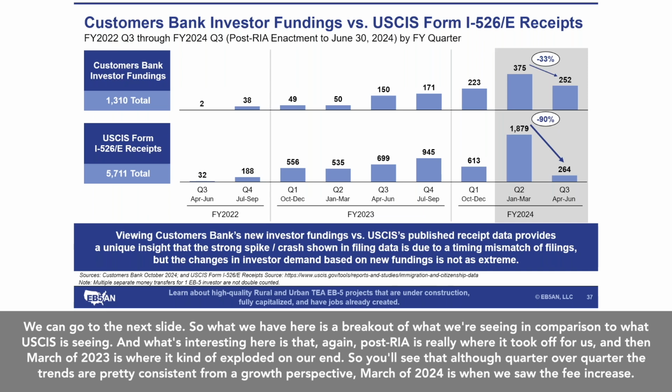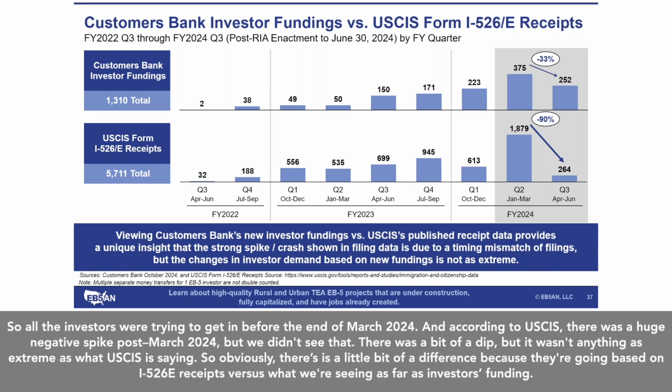So what we have here is a breakout of what we're seeing in comparison to what USCIS is seeing, right? And what's interesting here is that, again, post-RIA is really where it took off for us. And then March of 2023 is where it kind of exploded on our end. So you'll see that although quarter over quarter, the trends are pretty consistent from a growth perspective, March of 2024 is when we saw the fee increase, right? So all the investors were trying to get in before the end of March 2024.